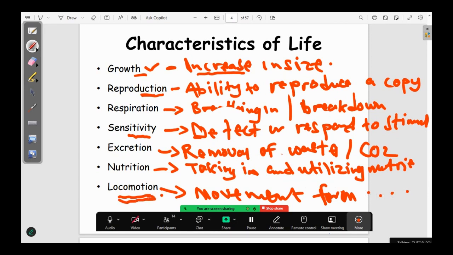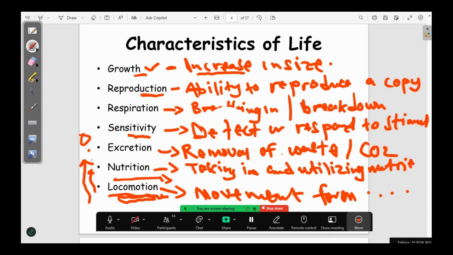For example, during reproduction, the sperms will move to go and fertilize the ovum in the female. They move by what? Locomotion. So you see that without locomotion we wouldn't even be born, because the sperm wouldn't have moved to go and fertilize that egg. So locomotion is a very important characteristic of life.